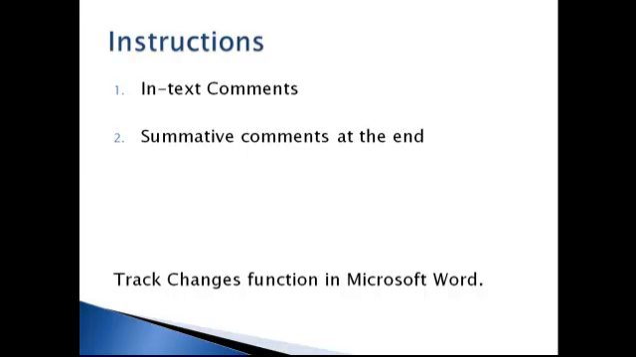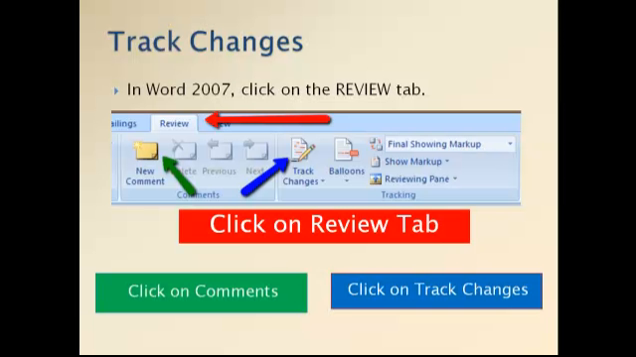The most efficient way to make in-text comments in a Word document is to use the track changes function. Let's take a look at how that works. In Word 2007, you'll click on the Review tab as noted by the red arrow. Then, to make in-text changes, click on Track Changes as noted by the blue arrow. A drop-down menu will appear and you'll need to click on Track Changes again. To turn this function off, simply repeat the process.